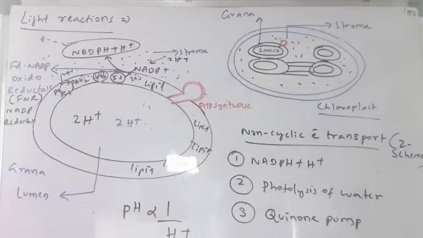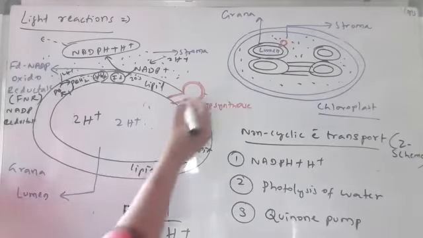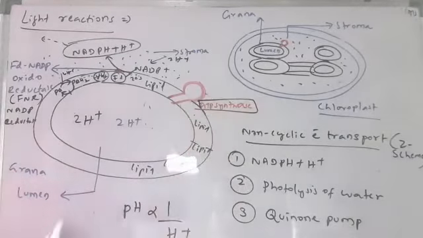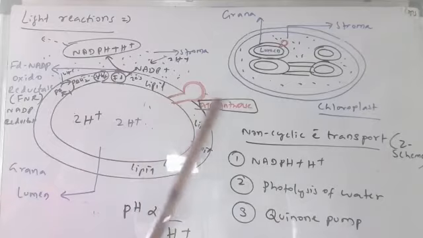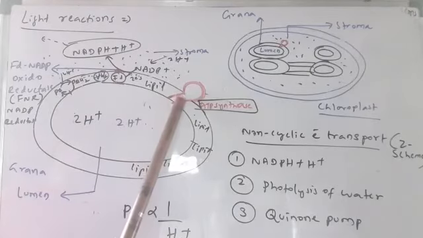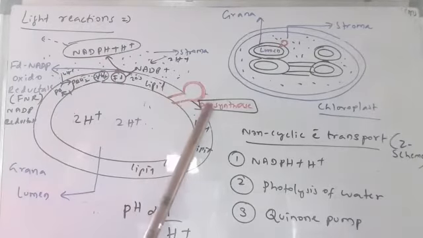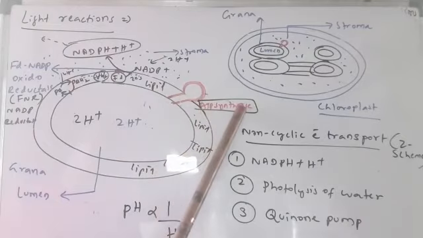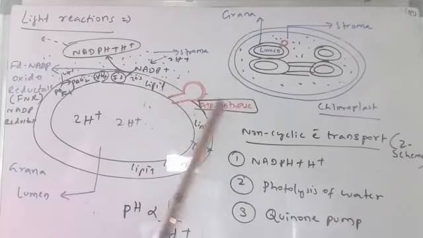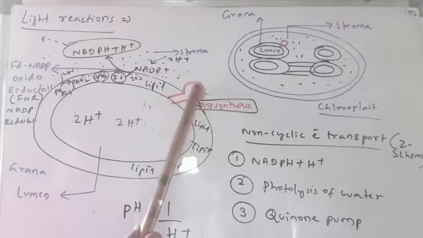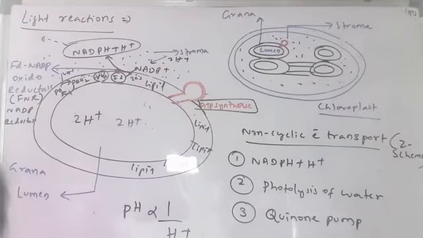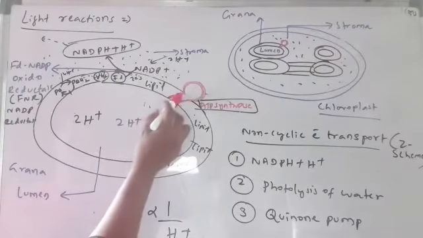Now what is that? ATP synthase. For these protons to go to the stroma, there is a protein which is helping. That protein is known as ATP synthase. ATP synthase has a tail part, which is factor naught, and a head part, which is factor 1.